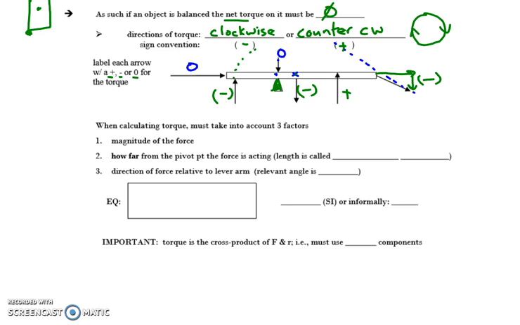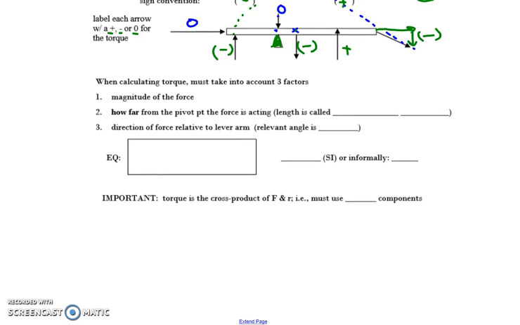The hardest part, I believe, in trying to do torque problems is just identifying where the force is acting relative to the pivot point, because that's what we have to quantify to actually calculate it. So let's now turn our attention to calculating torque and then spend more time doing problems. When calculating torque, you've got to do a few things before you just plug things into an equation.